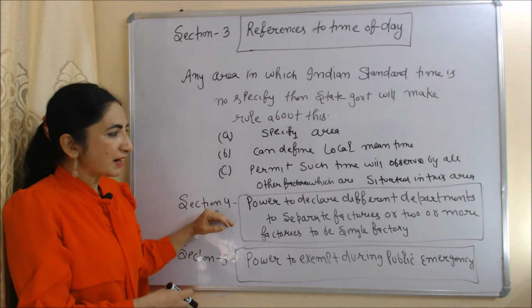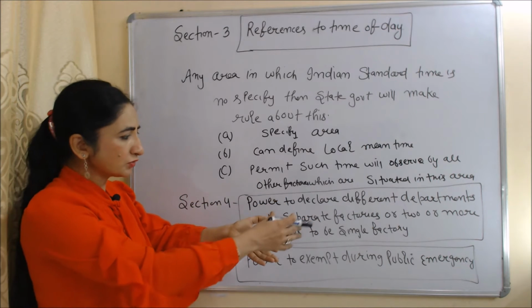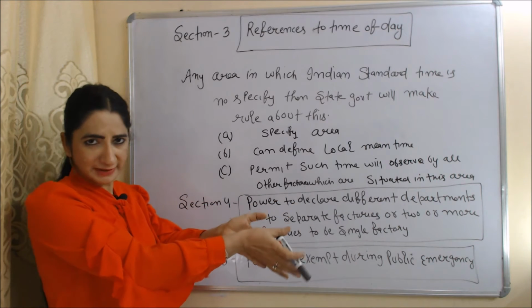Section 4, power to declare different departments to be separate factories or two or more factories to be a single factory.